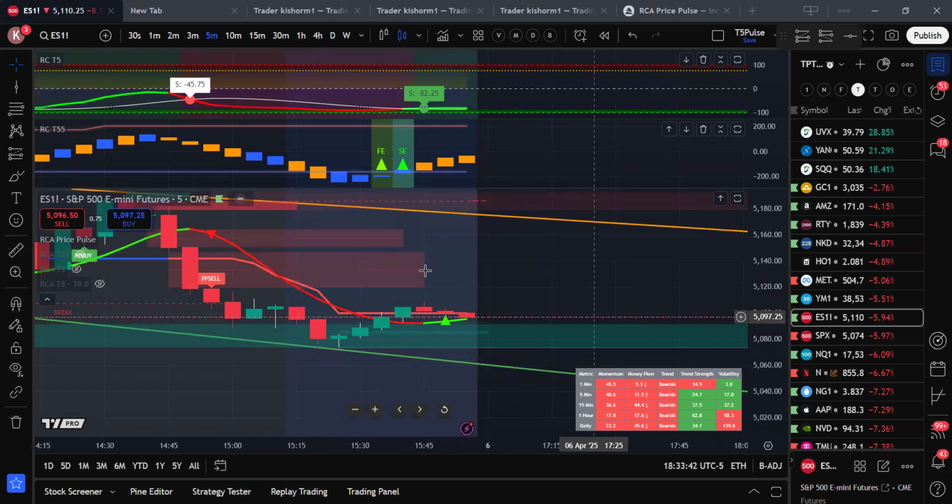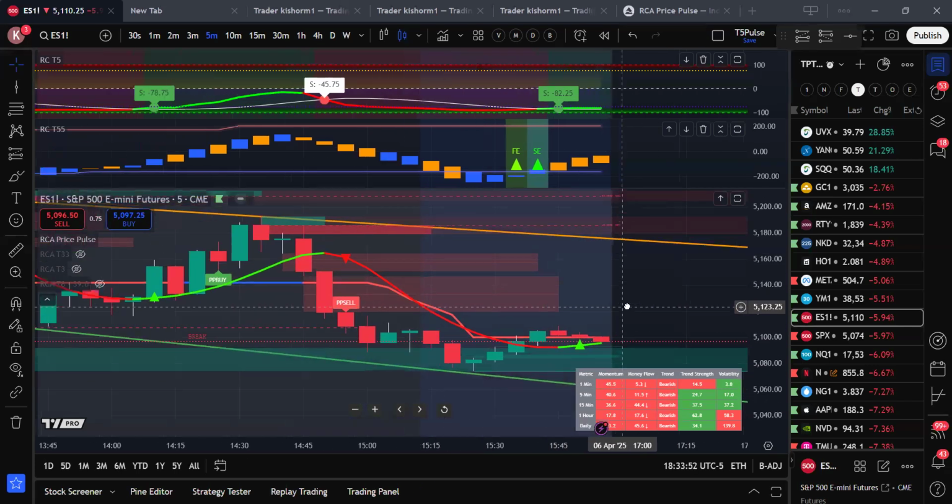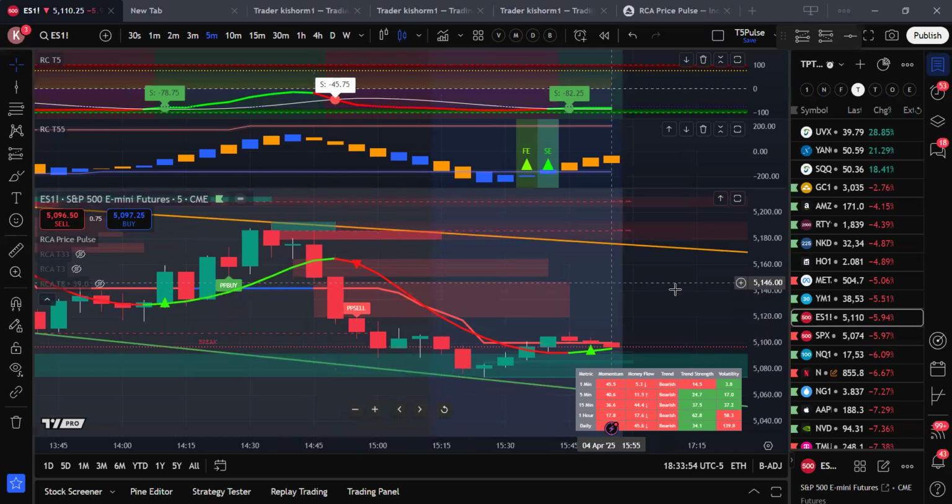If the trend is bearish, you wait for the resistance points to short. If the trend is bullish, you wait for the bottom. If the trend is bearish, you wait for the top, or you wait for the sell signal.